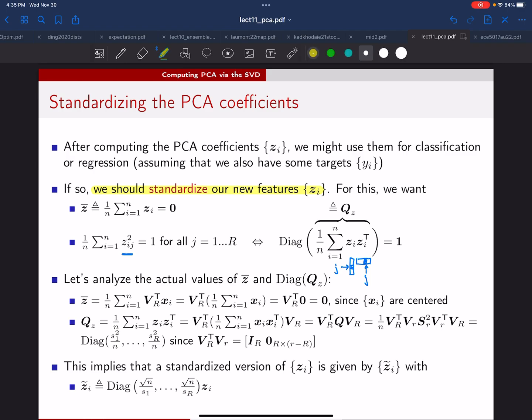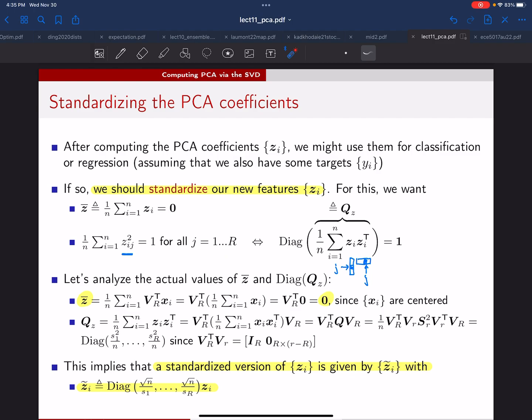So to summarize, Z hat is already centered, and Zi does not satisfy this directly, but if we scale the elements of Zi in a particular way, we have these new standardized features that we're calling Z tilde i. So these guys are zero mean and unit variance for all the entries. So this is what we'd want to use if we first did PCA and then we did some sort of regression or classification method where we would like to have standardized features.